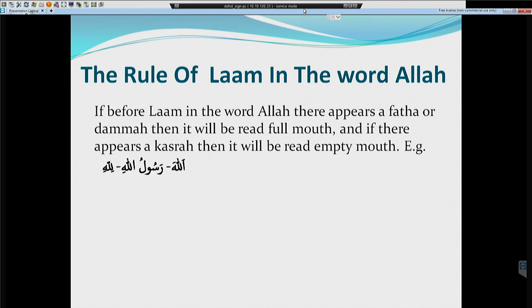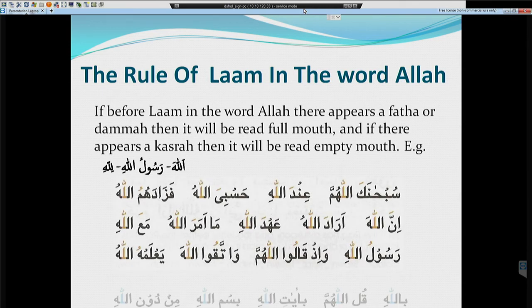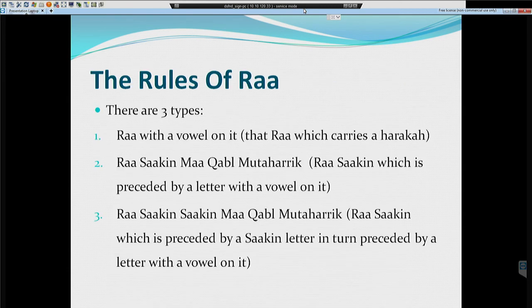Allah subhanahu wa ta'ala's name, the lam before it, if there's a fatha or dhamma, it's going to be pronounced full mouth. If there's a kasra before it, it's going to be empty mouth. Same rule applies for the alif. Now ra is where it gets a little bit more technical. Ra is very technical in that there are 3 scenarios with the ra. 3 types. So the goal I had for today was to at least finish the ra.